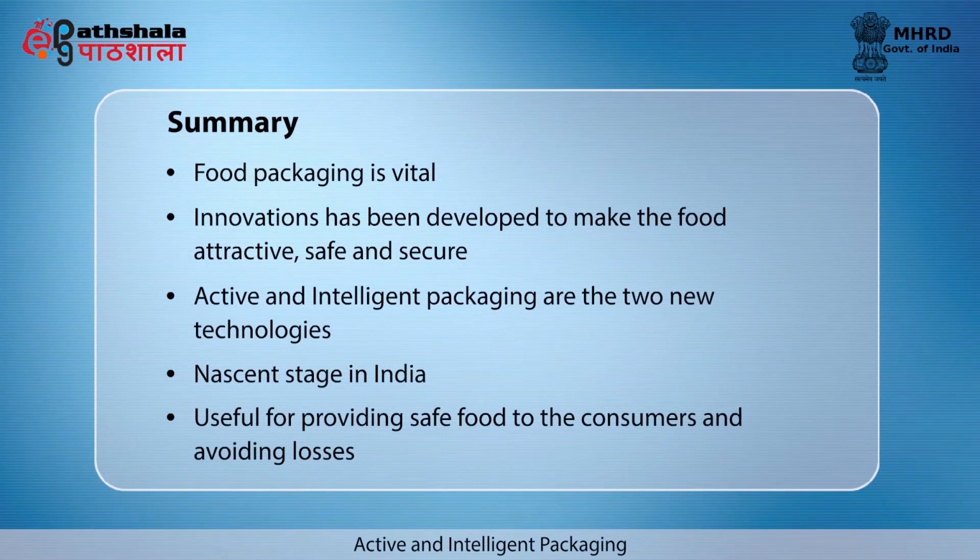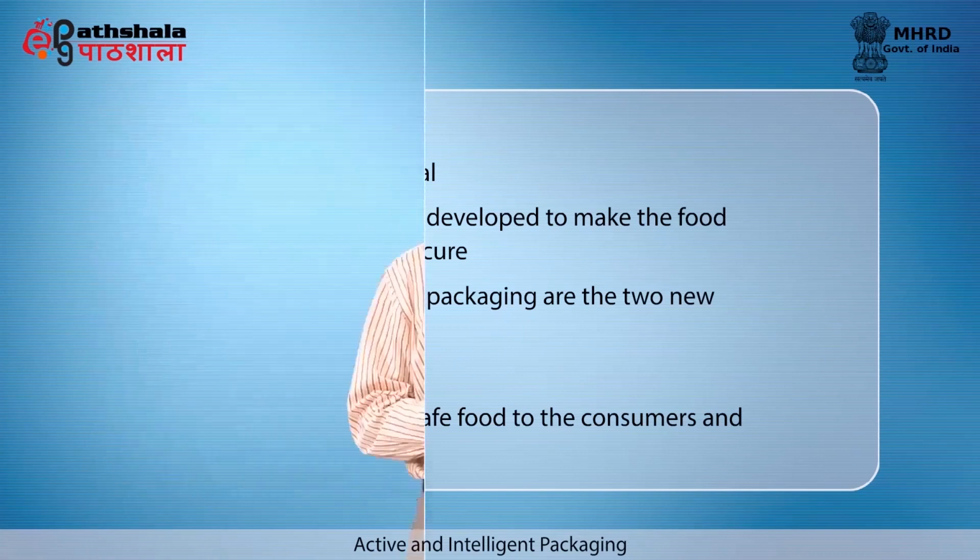Food packaging is vital in food supply chain. Due to globalization, food is prepared in one continent and distributed in some other continent. In this supply chain, lot of innovations have been developed to make the food attractive, safe and secure for the consumers and manufacturers. Active and intelligent packaging are the two new technologies in the packaging field. Though these technologies are getting popular in USA and Japan, they are in nascent stage in India. Definitely, this will be useful for providing safe food to the consumers and avoiding losses.